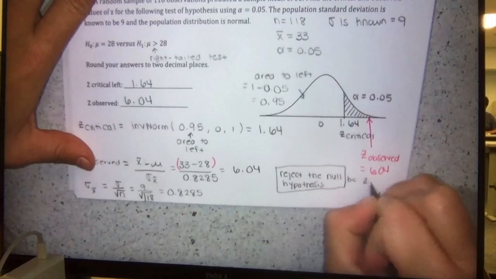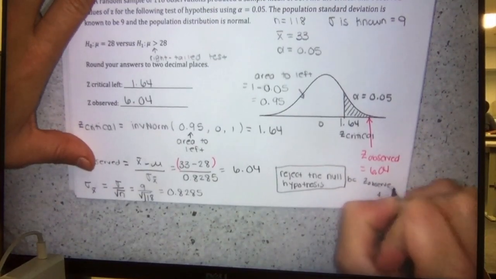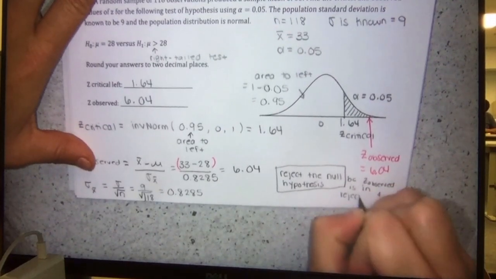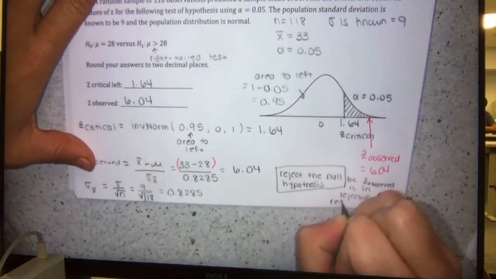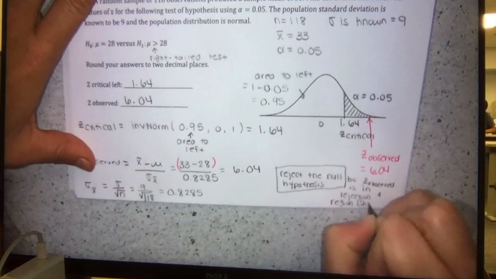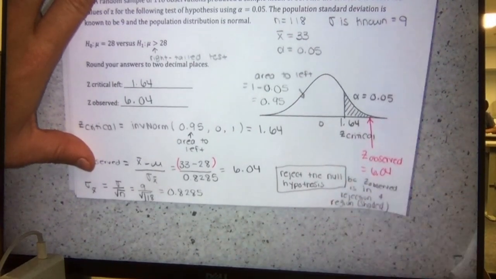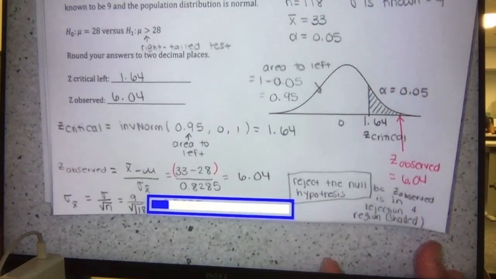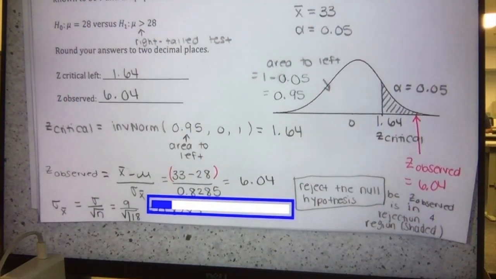Because our z observed is in the rejection region, which is the shaded. And that's it for this example.